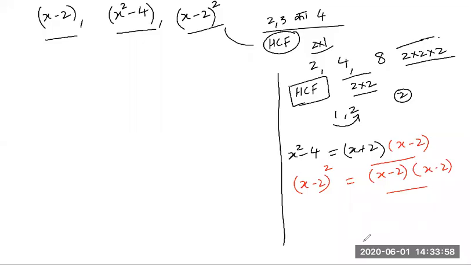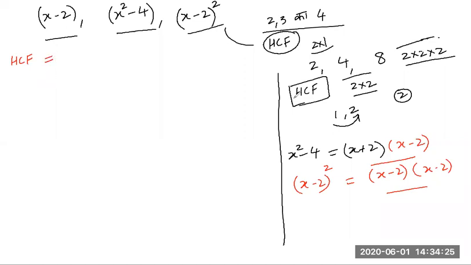So, students, today let us try to find out the HCF and LCM of polynomials. Let us say we are having three polynomials: x minus 2, x square minus 4, and x minus 2 square. Let's try to find out, first of all, the HCF of all the three.